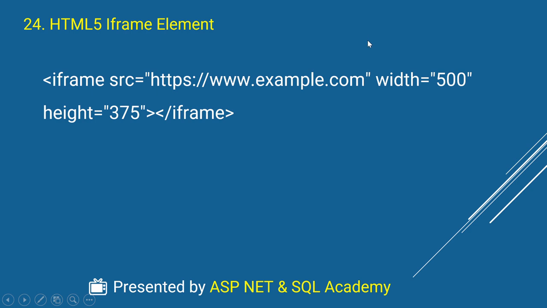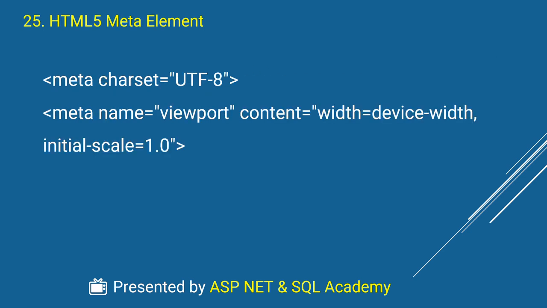The HTML5 iframe element is used to embed another HTML document within a web page. It is often used for advertising, maps, and other external content. The HTML5 meta element is used to provide metadata about a web page such as character encoding and viewport settings. It is often used for search engine optimization SEO and mobile device compatibility.